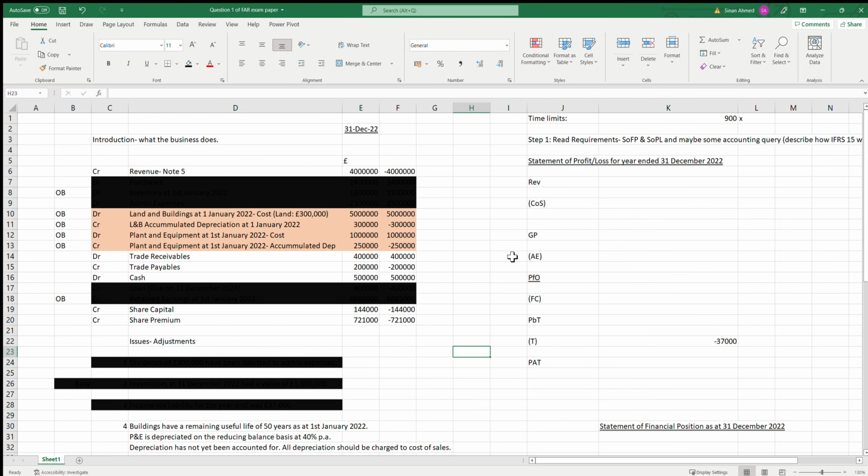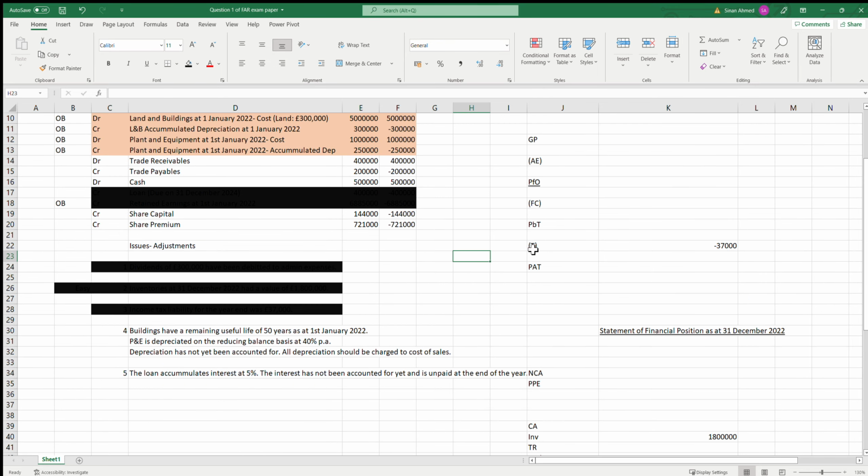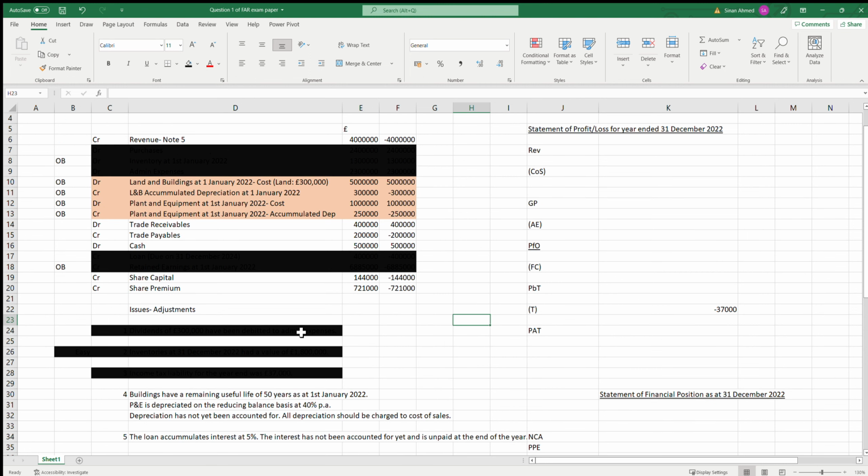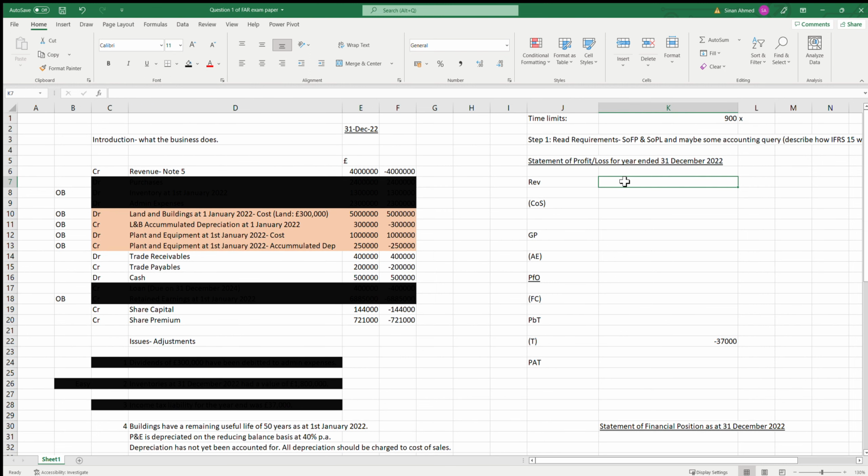Now next I'd have a look through the remaining adjustments, okay? So this one seems to be to do with PPE and depreciation, okay? And this one seems to be to do with interest charge on a loan, okay? So reading through these, I know that many of these balances are not impacted, so I'm going to put them in immediately. Okay, so I know revenue isn't impacted, so I'm going to put that into my TB. So I'm going to put 400,000, okay.